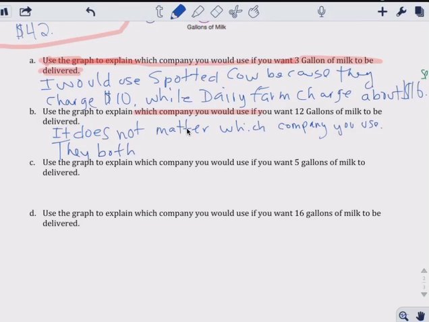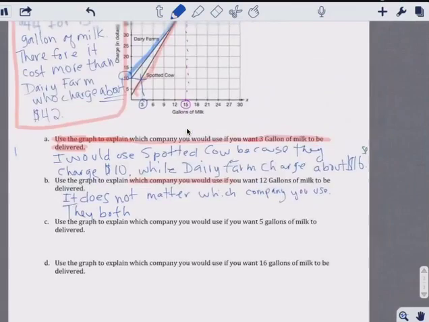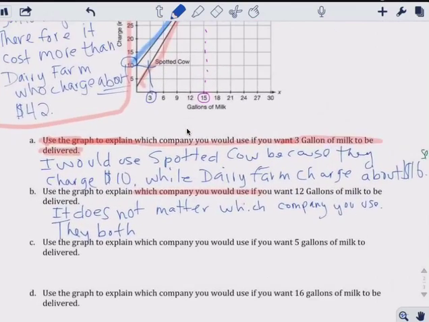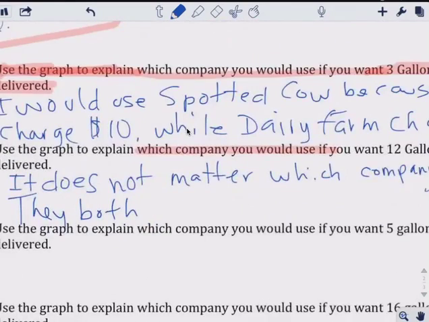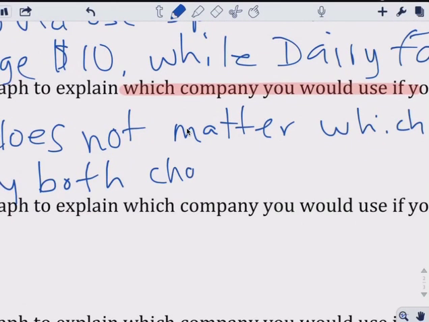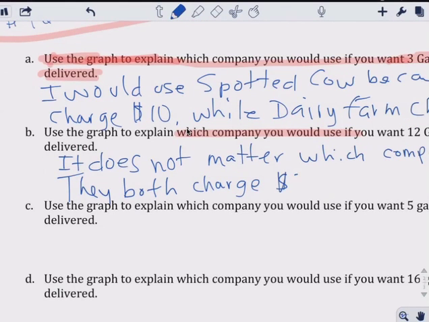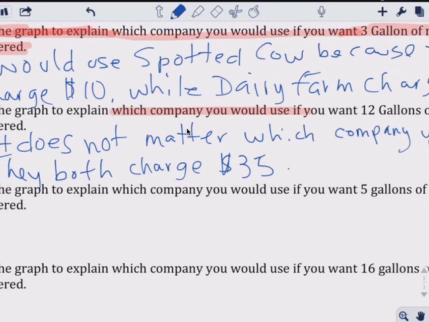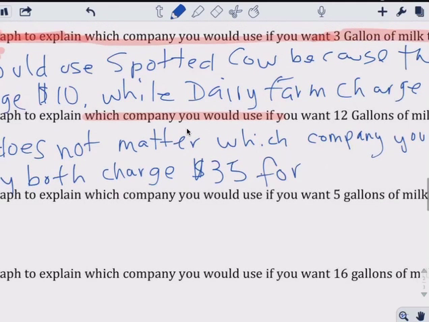They both charge the same amount of money. No, they both charge how much? About $35. They both charge $35. You need, it's math. There has to be numbers in your explanation. For 12 gallons.